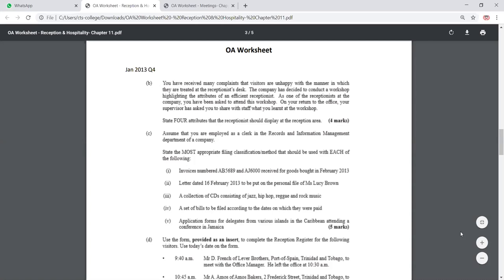Okay, good. Right, so we're looking at a textbook. We are looking at the attributes of the receptionist. We're looking at page 150 and 151. You'll get the answers from there. The question is asking you, what are 4 attributes of the receptionist? Servano gave me an answer already.